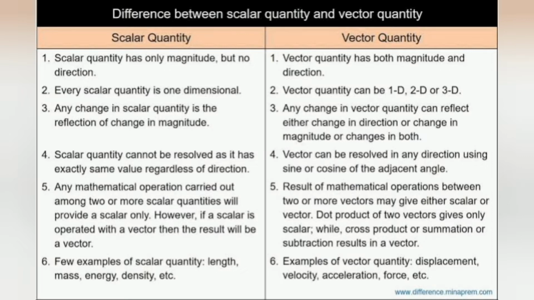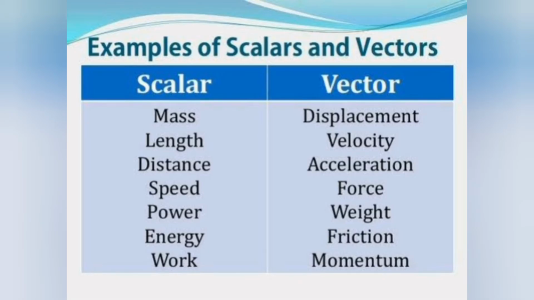Quantities which have only magnitude and no direction are called scalar quantities. Like if we measure mass, we don't have to measure any direction. That means we don't have to tell that the mass is 50 kg, direction east or west. Mass cannot have any direction. So this is a scalar quantity.